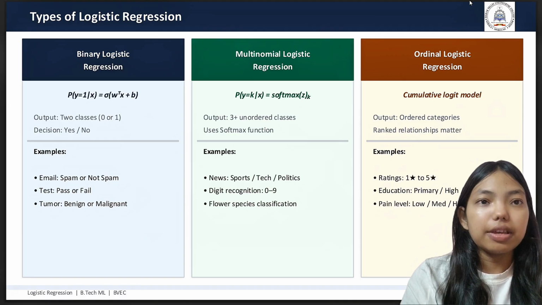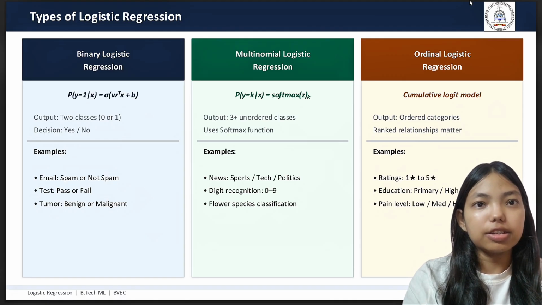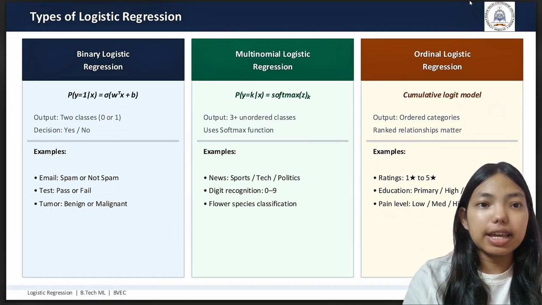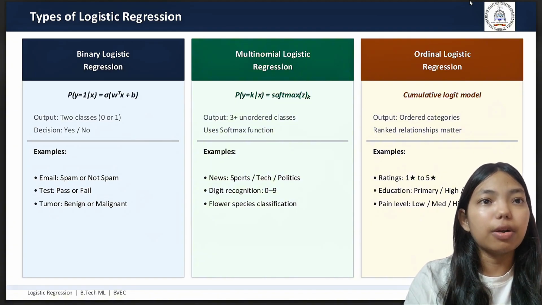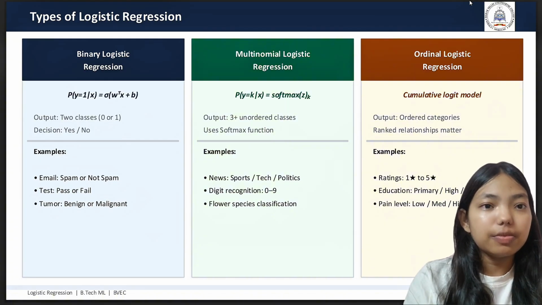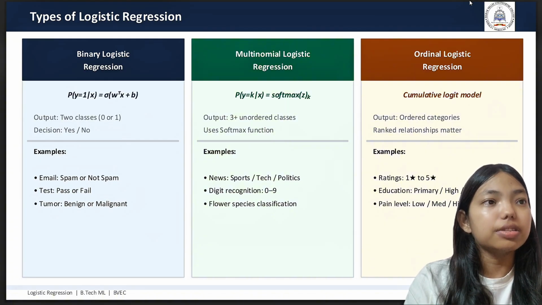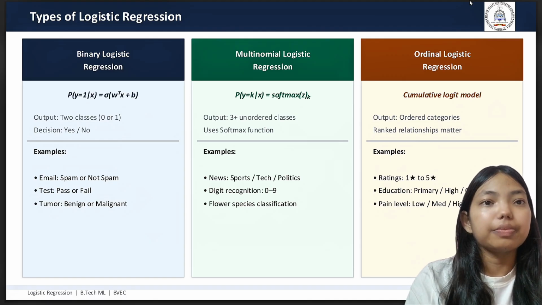The third type is ordinal logistic regression. This type is used when the categories have a meaningful order or ranking. For example, ratings from 1 to 5 stars or levels like low, medium, and high. Depending on the type of output data, different forms of logistic regression are used in practical applications.